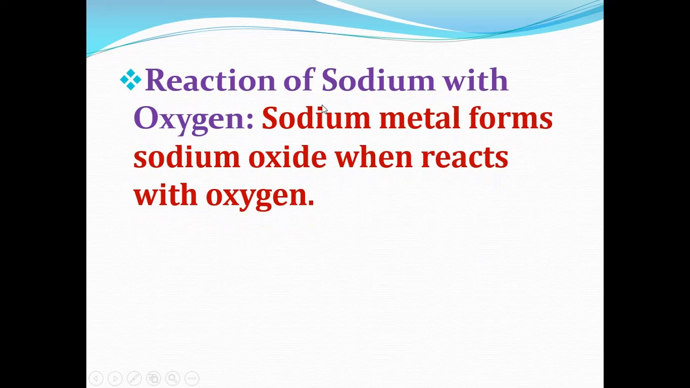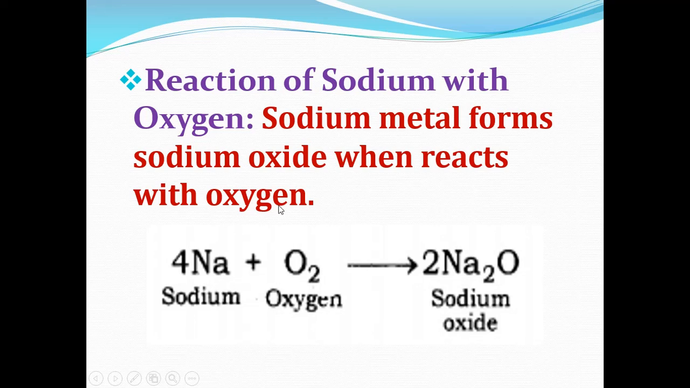Now reaction of sodium with oxygen. Sodium also forms sodium oxide when it reacts with oxygen. We know that metals react with oxygen and form their respective oxides, isn't it? So here sodium reacts with oxygen and forms what? Sodium oxide. Here is the reaction which takes place between sodium and oxygen, that is Na plus O2 gives Na2O, that is sodium oxide.